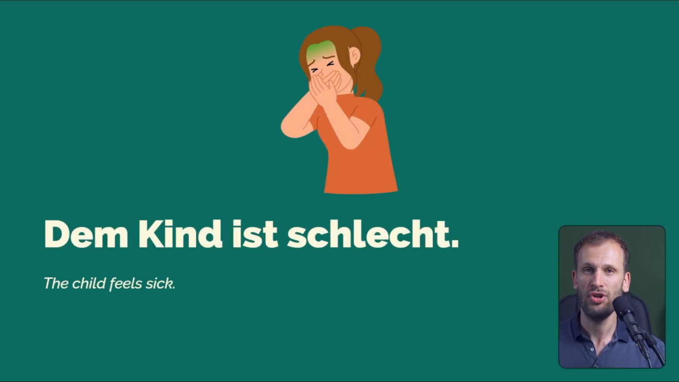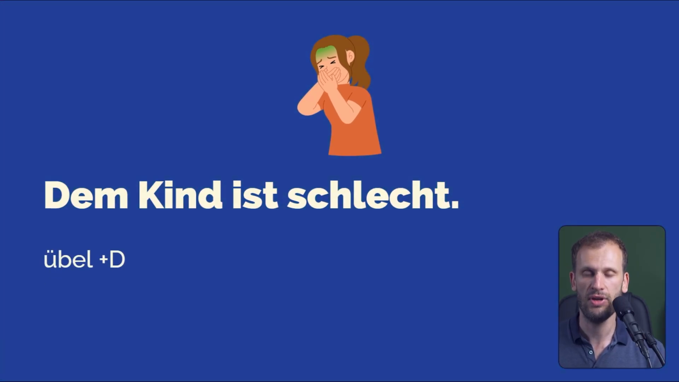Also, we have schlecht, which actually means bad. That's the first meaning, the main meaning. But in combination with a person, again, in the dative case, it means that you feel sick, you feel nauseous, you want to throw up, you want to vomit. Dem Kind ist schlecht. The child feels sick. The child feels nauseous. What we also use is another adjective with the same meaning here. That would be übel, also plus dative. Dem Kind ist übel. It means that you're feeling bad somehow, but it's mostly about the stomach, about feeling nauseous. And the noun is die Übelkeit.